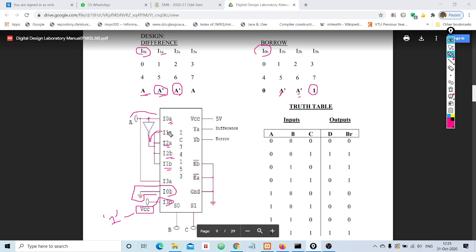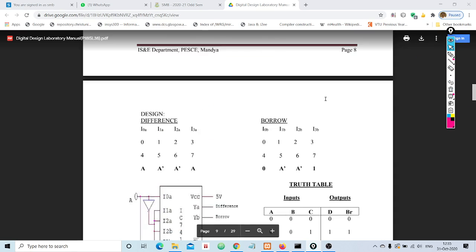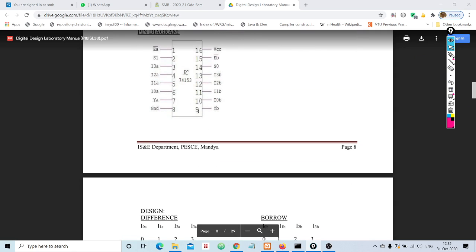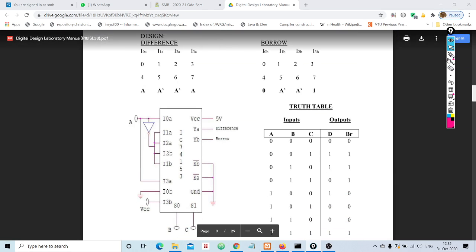And we need to write the pin numbers for the individual input and output lines. How can we write this? You need to refer to the pin diagram. One example I can quote here is the pin number for YA 7, for YB 9. Can you see YA here? The YA pin number is 7, the YB pin number is 9, and the voltage pin is 16.